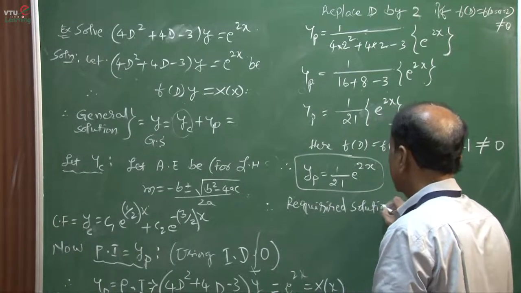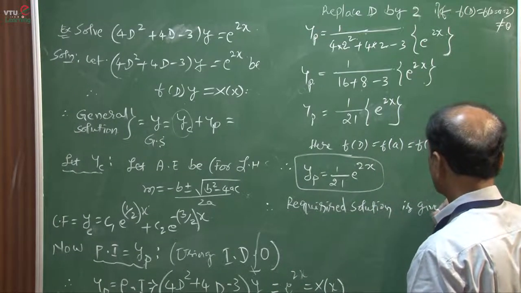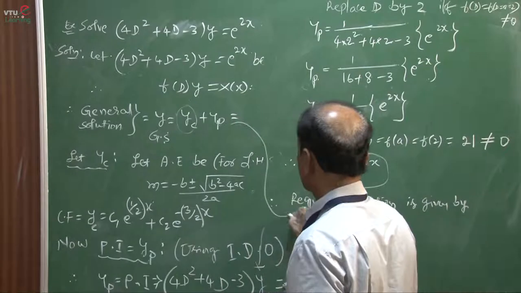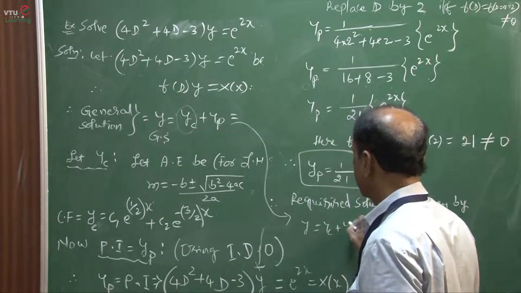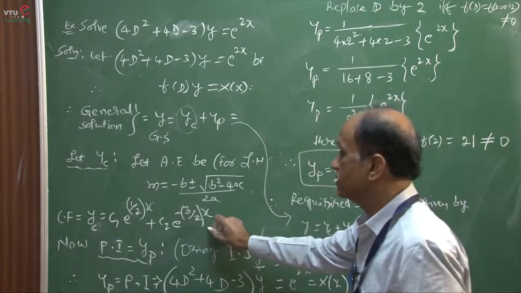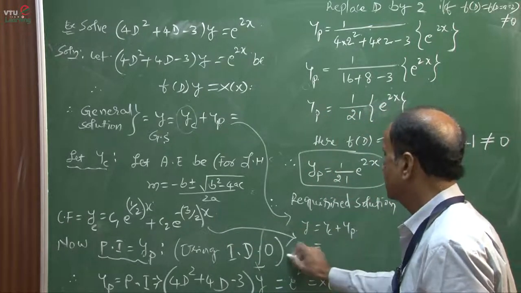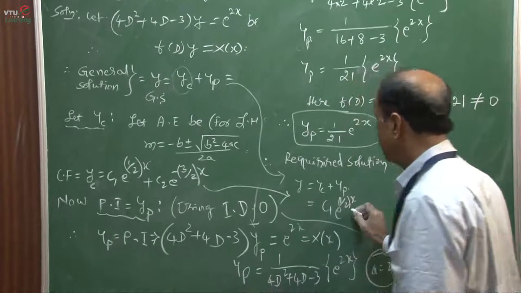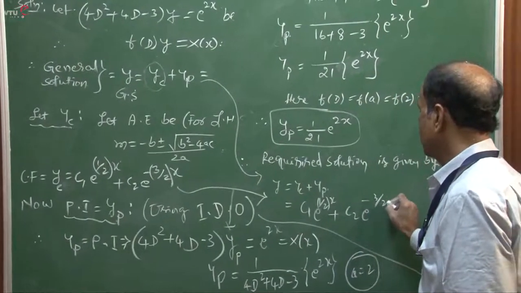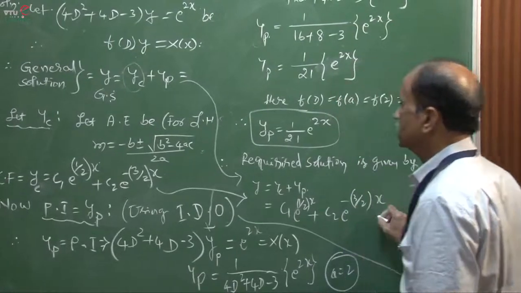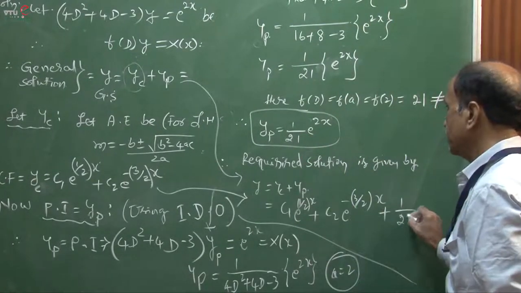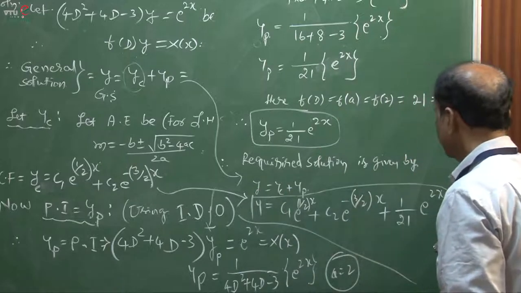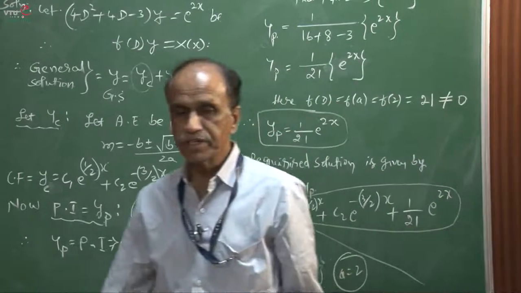Required solution is given by, where is the general solution? This one. Y is equal to yc plus yp. Yc is this, right? Yc is equal to c1 e to the power 1 by 2x, and c2 e to the power minus 3 by 2x, and the particular integral is 1 divided by 21 e to the power 2x. This is your final solution as a combination of the complementary function and particular integral.